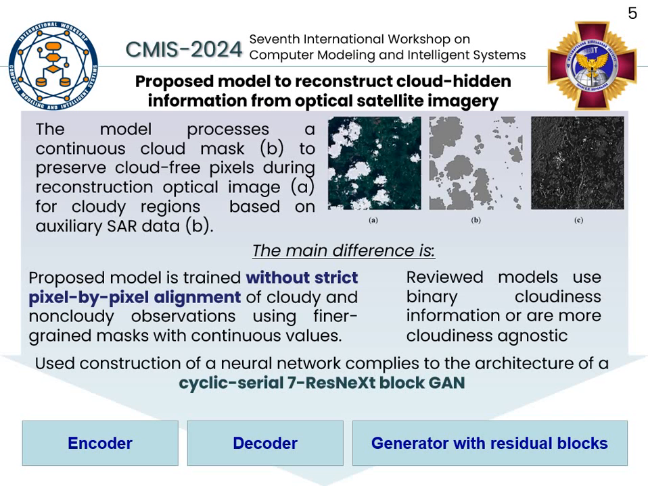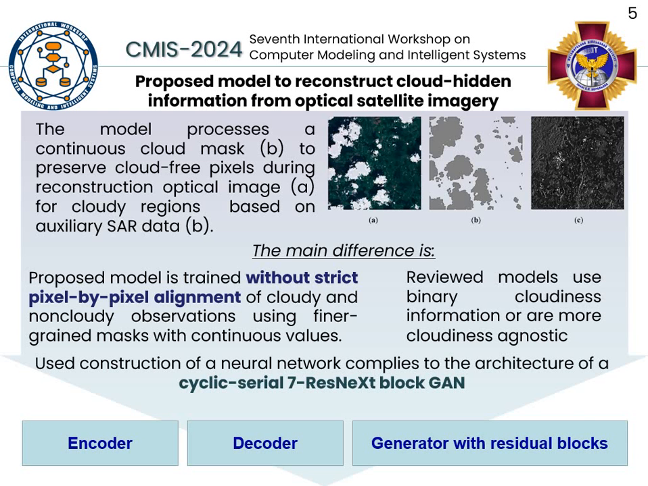We propose a model to reconstruct cloud-hidden information from optical satellite imagery. Our proposed model combines existing models, improved by using the following blocks. The model explicitly processes a continuous mask of cloud cover values to preserve cloud-free pixels while correcting for cloudy regions based on the synthetic aperture radar data.